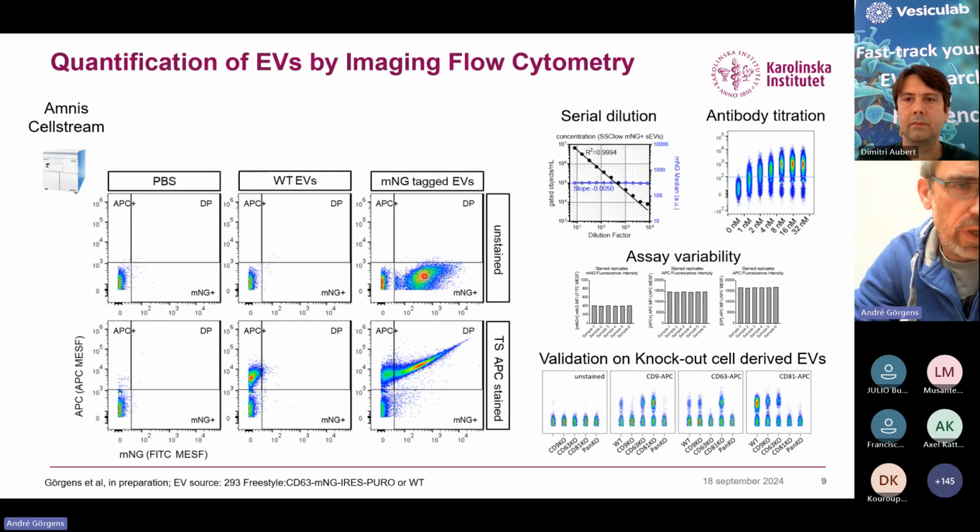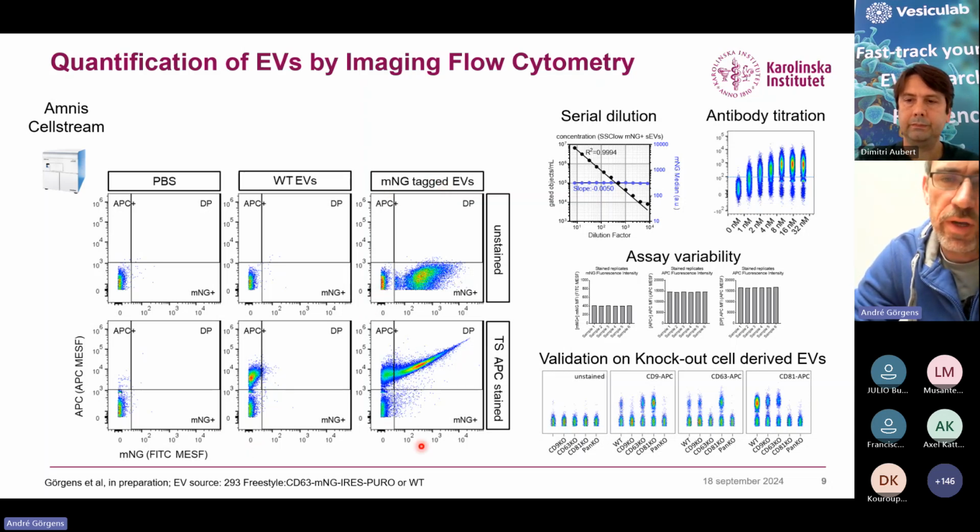Then later on, we used the Amnis CellStream instrument, which is similar to the ImageStream but has some differences in how it processes the data. Anyway, this was again a new instrument for us, so we again used our fluorescently tagged EVs. Meanwhile, we had moved on to neon green tagged EVs instead of EGFP because it's brighter.